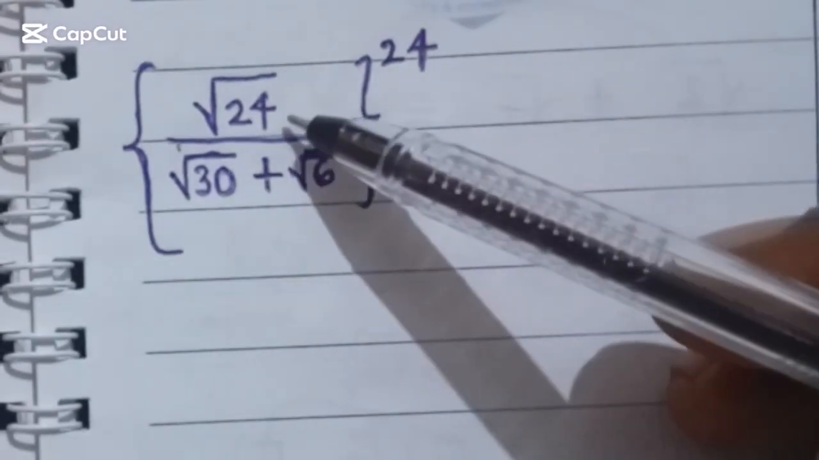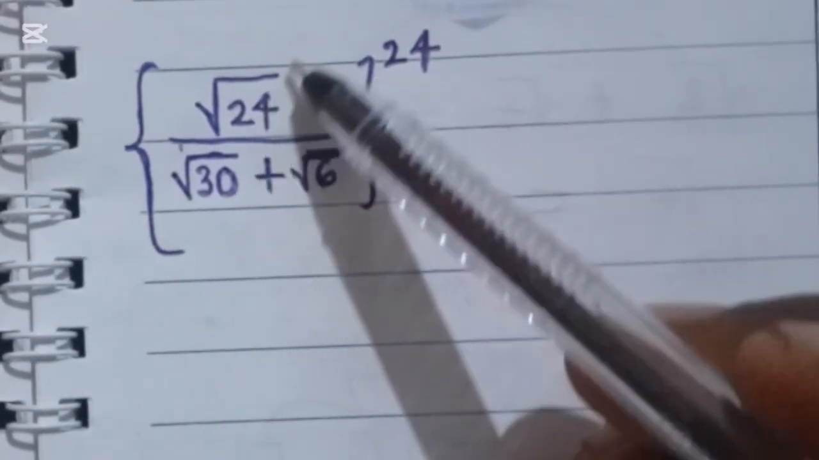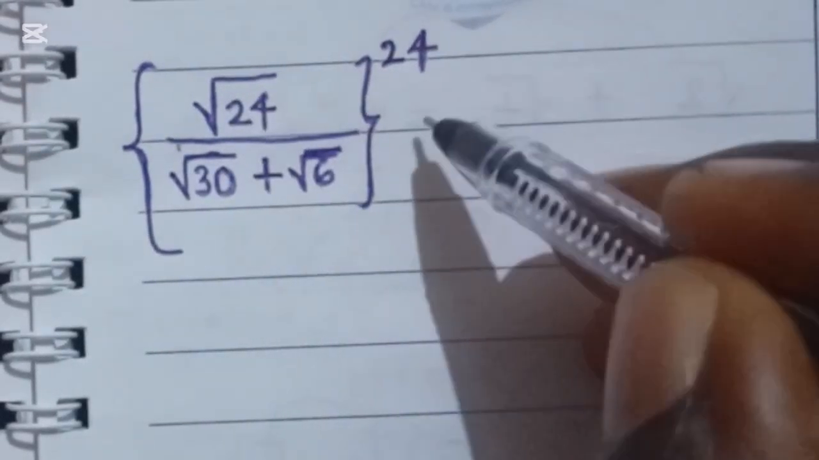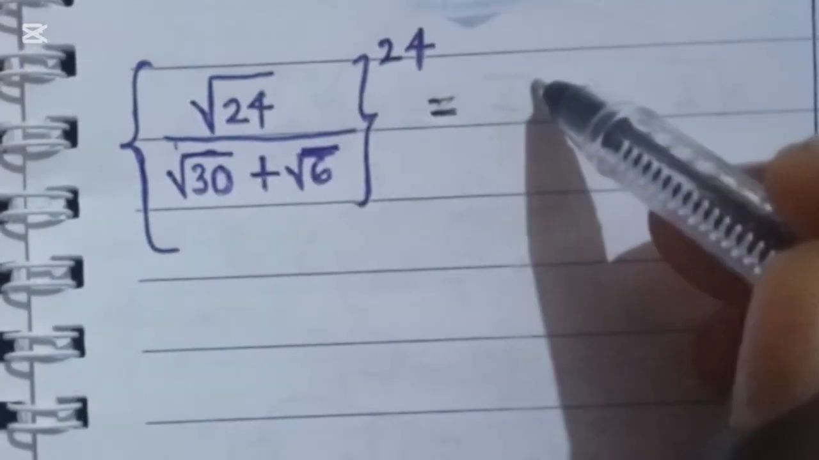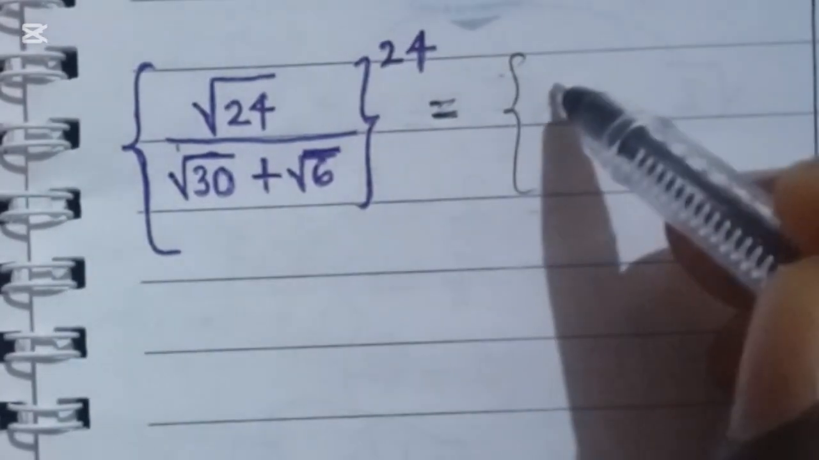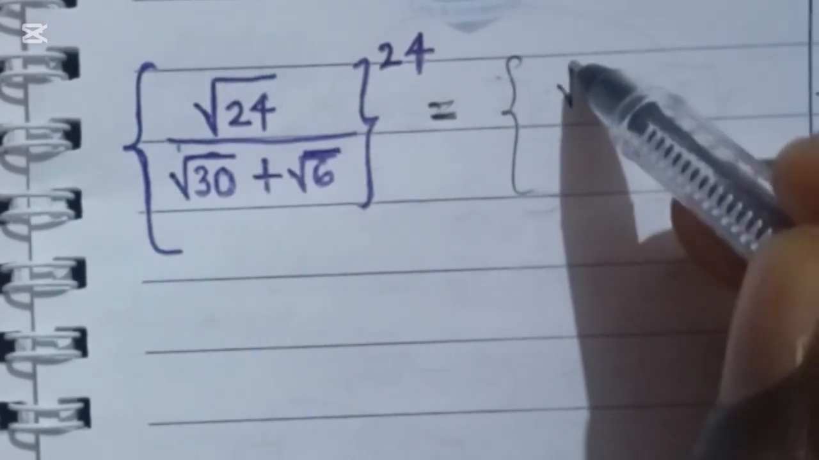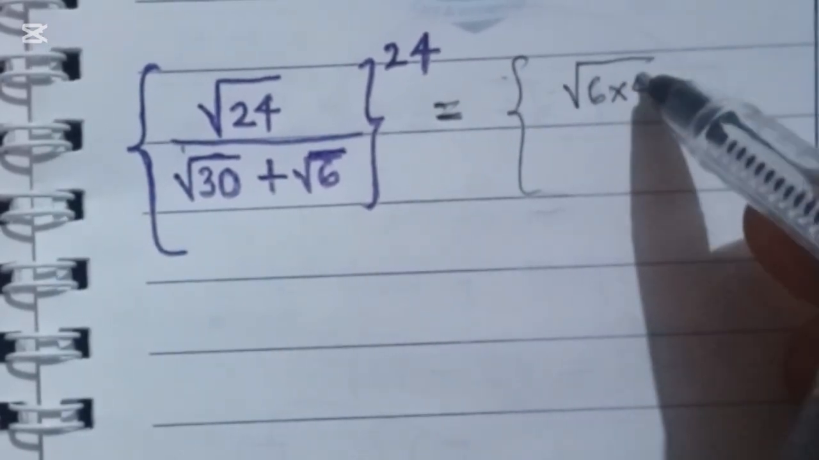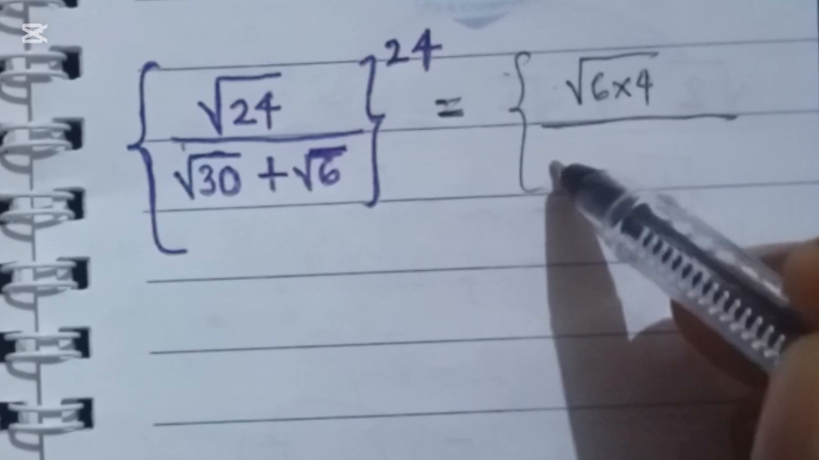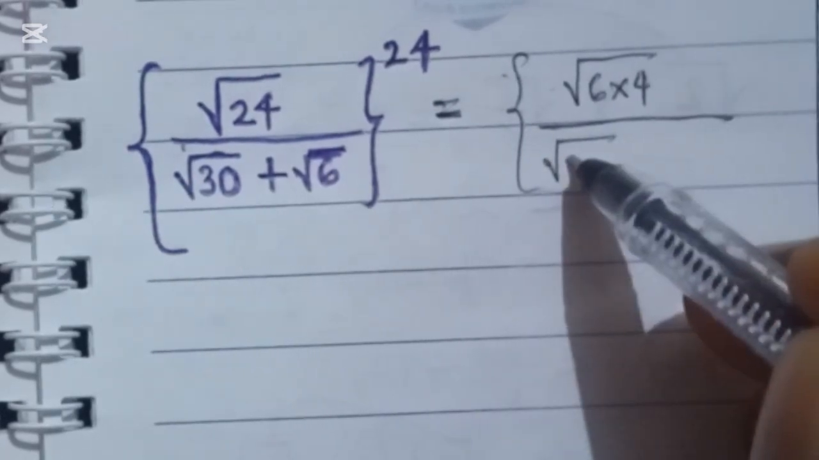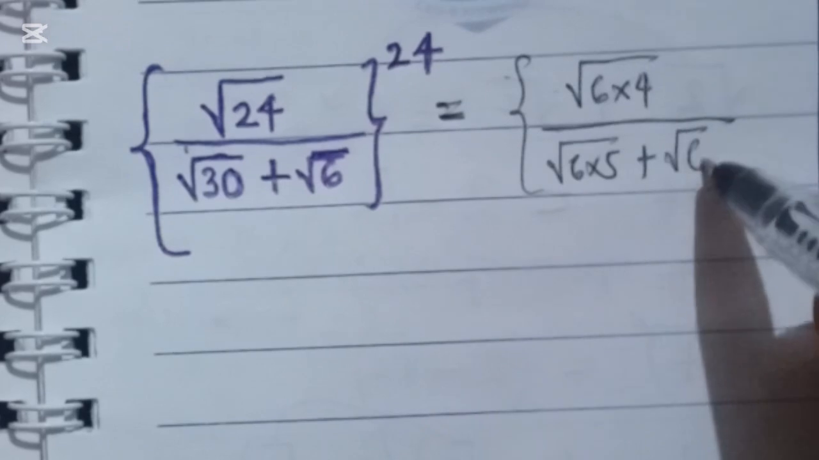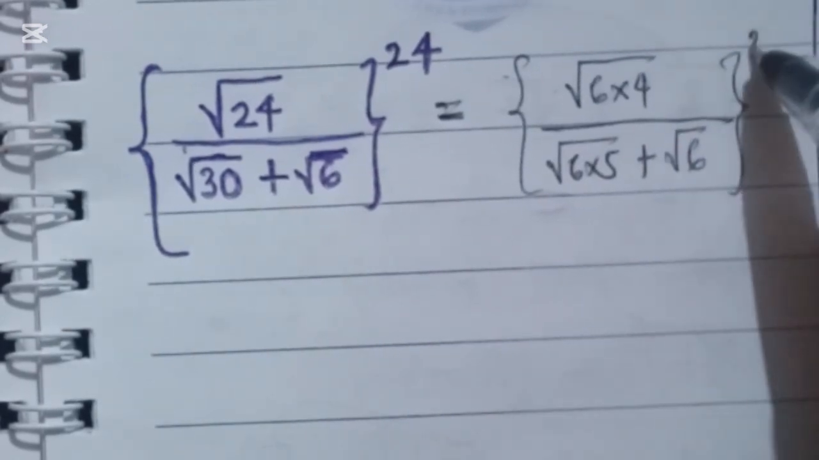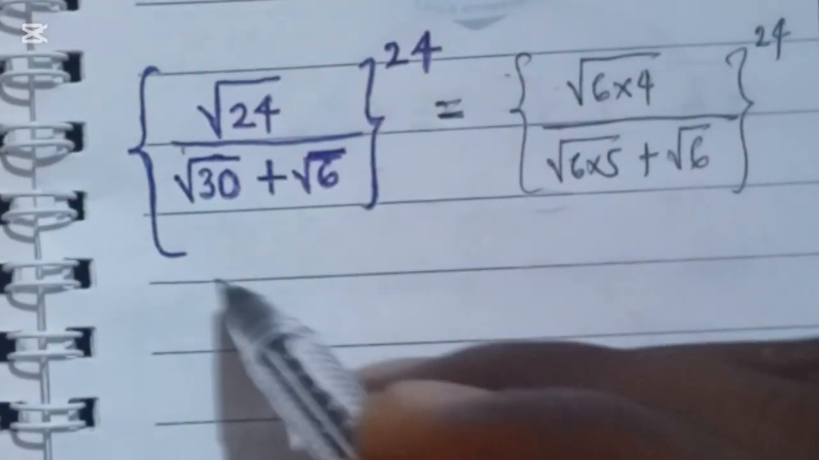Now, to solve this equation, what we can do is focus our attention on the bracket. Inside this bracket we can break it down: the square root of 24 can be written as the square root of 6 times 4. Then the denominator, the square root of 30, can be written as the square root of 6 times 5, plus the square root of 6 can just be left like that, so we can find a way to eliminate the square root of 6.